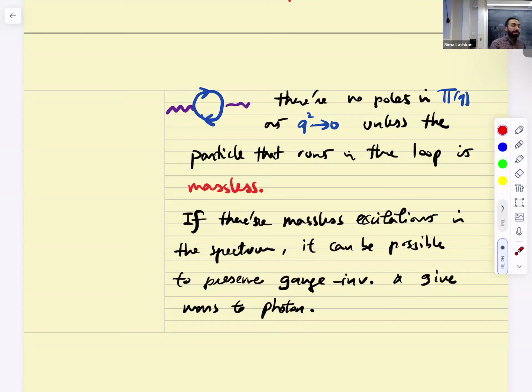The connection between masslessness and gauge invariance Ward identities came through this extra argument, saying that this Pi(q) in the 1PI 2-point function had to be smooth, had no poles as q squared goes to 0. That was the case when there were massive fermions running in loops, at one loop vacuum polarization.